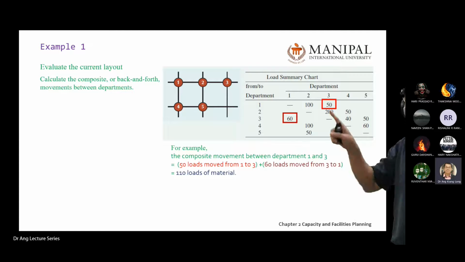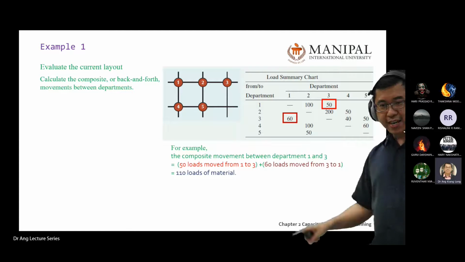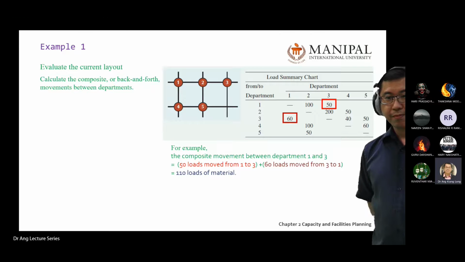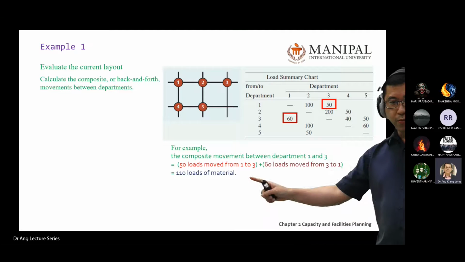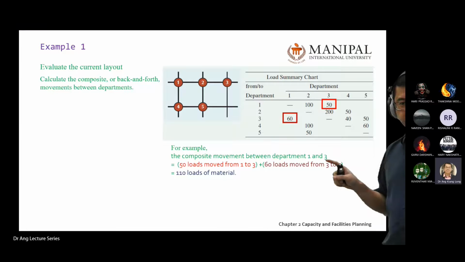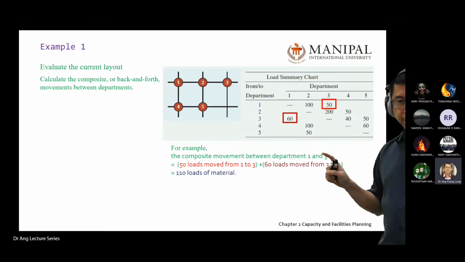Any questions so far? Try to understand what we're trying to do here. Do you understand how you get 110 loads of material from this paper? By focusing on movement between 1 and 3.